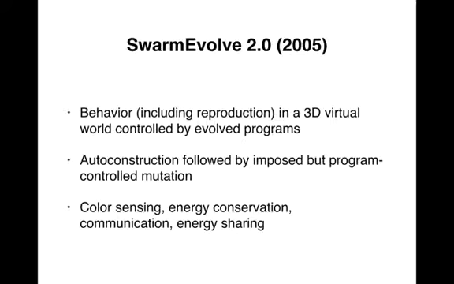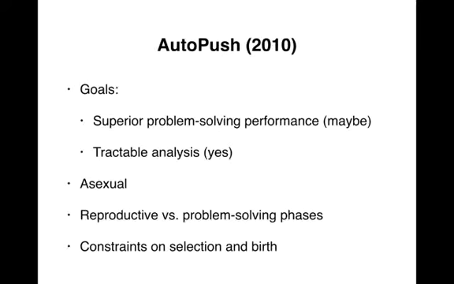Four years later, a system called Swarm Evolve 2 involved the evolution of behavior, including reproductive behavior, in a 3D virtual world controlled by evolved programs. Autoconstruction was followed by imposed but program-controlled sort of cosmic ray mutation. There were all sorts of facilities for color sensing, energy conservation, communication, energy sharing, and so forth.